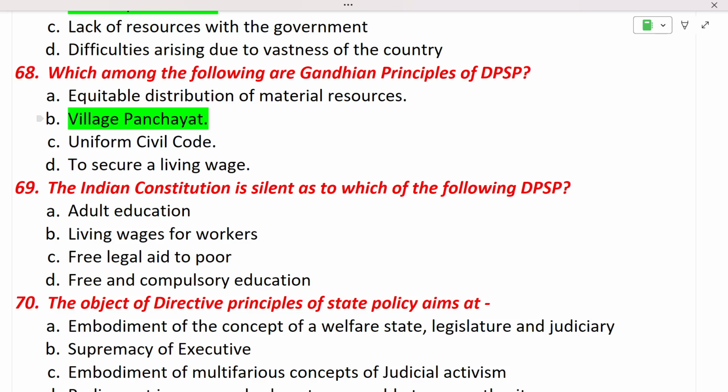Question number 69. The Indian Constitution is silent as to which of the following DPSP? Option A, adult education. Option B, living wages for workers. Option C, free legal aid to poor. Option D, free and compulsory education. So the answer is A.